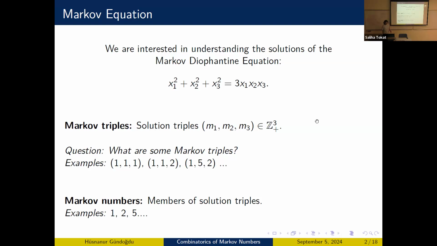At first glance, finding solution triples for this equation seems easy, but after a few solution triples, it's not easy. So, how do we find more solution triples? We have a great idea. We'll use the solution triples that we already found to find new solution triples.